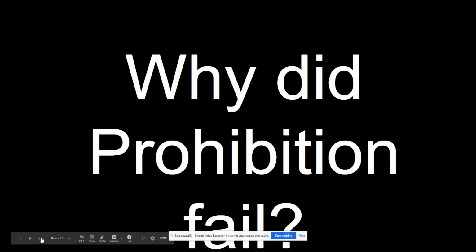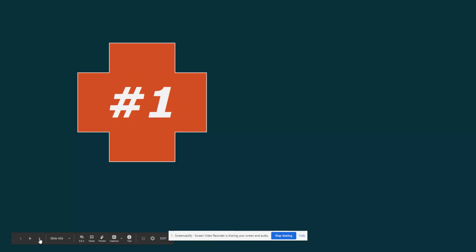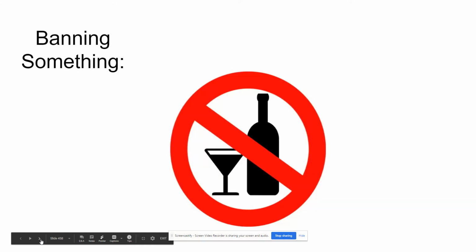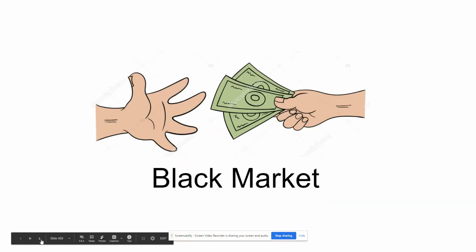Now, prohibition goes away. Now, why did it fail? Well, let's talk about it. So, number one, it led to organized crime. When you ban something, it creates a black market because people still want it.